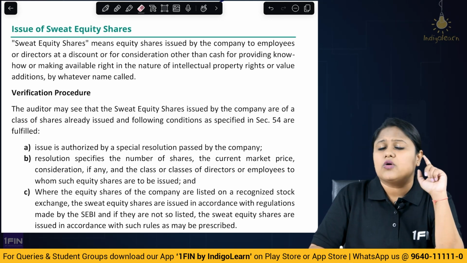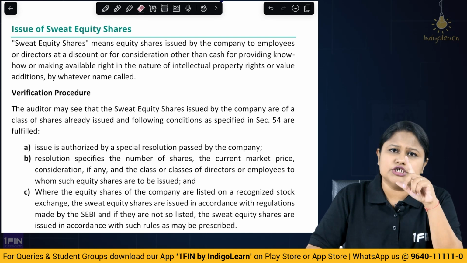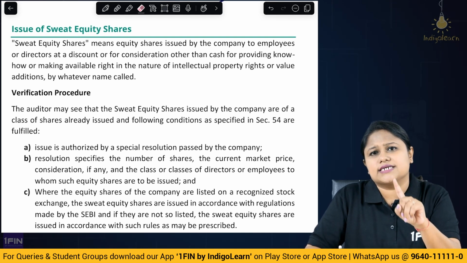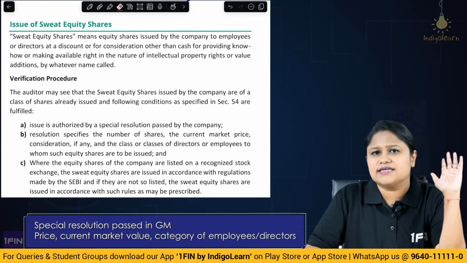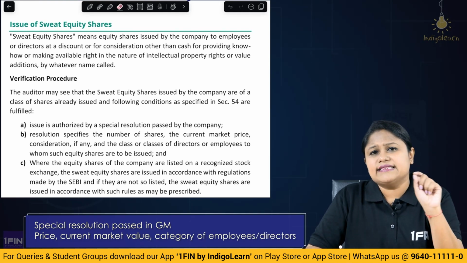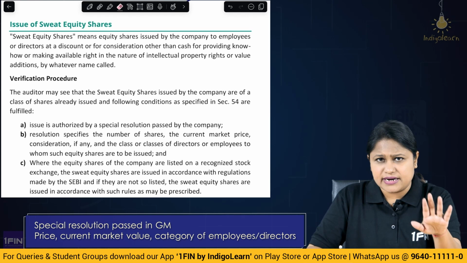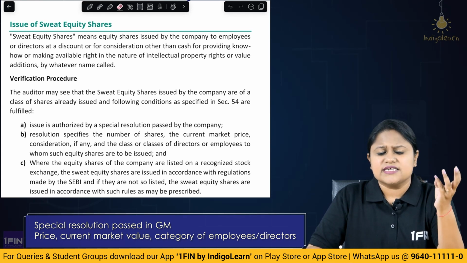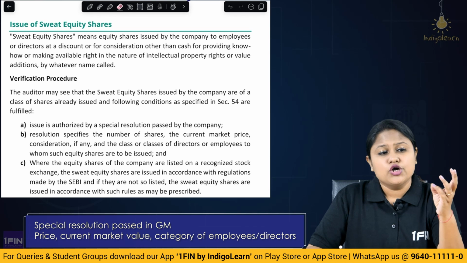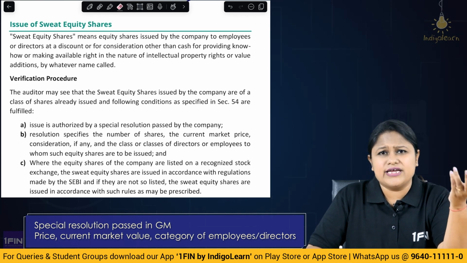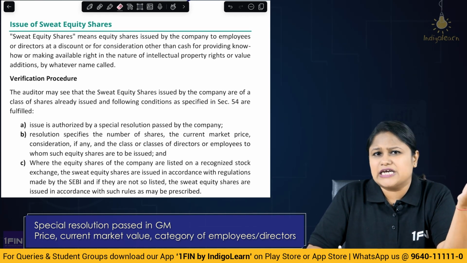Now always remember, whenever there is going to be an issue of sweat equity shares, there has to be, compulsorily, a special resolution passed by the shareholders in the general meeting. That is one important thing. Second, in the resolution which is going to be passed, decisions should be stated very clearly. The resolution should specify the price at which they are going to issue. If they are giving it free, that is consideration other than cash, the price will not be there.